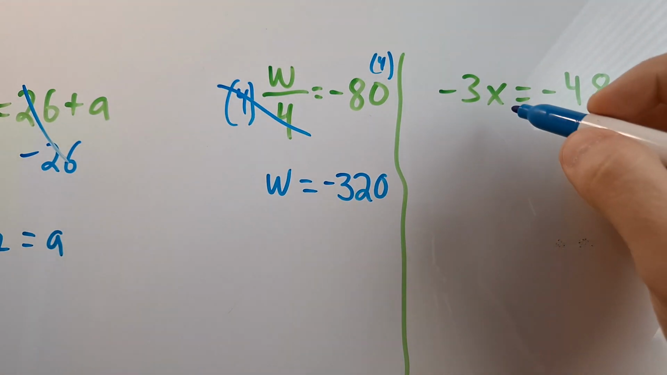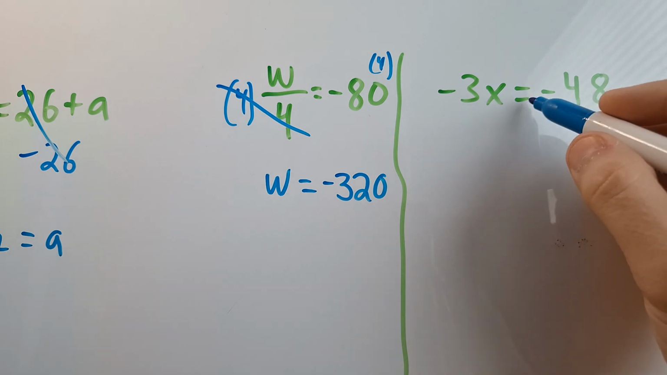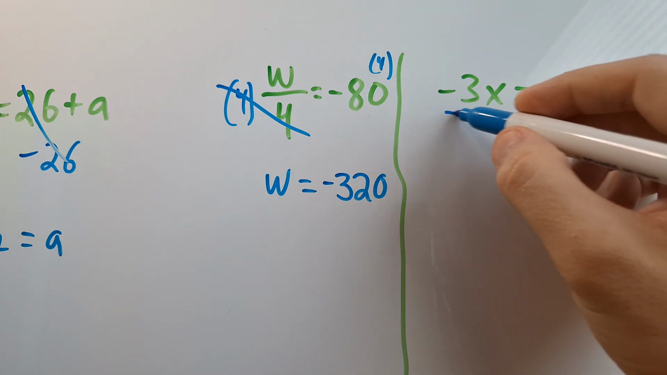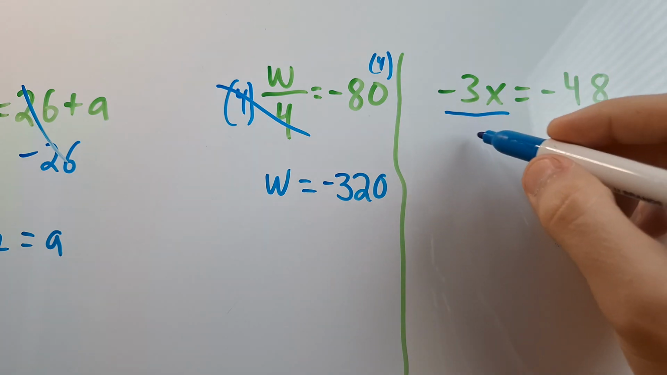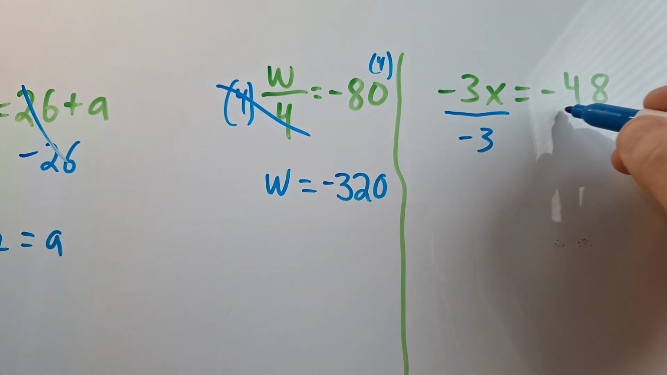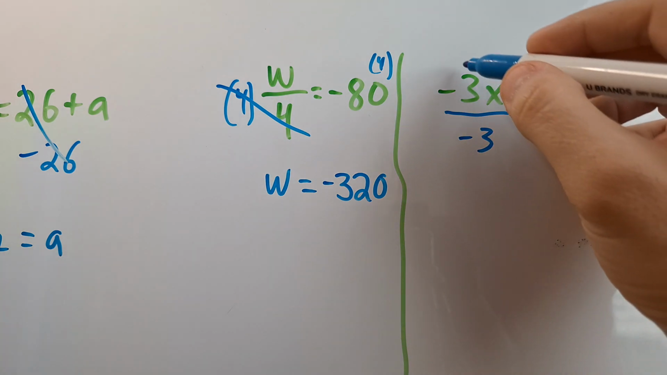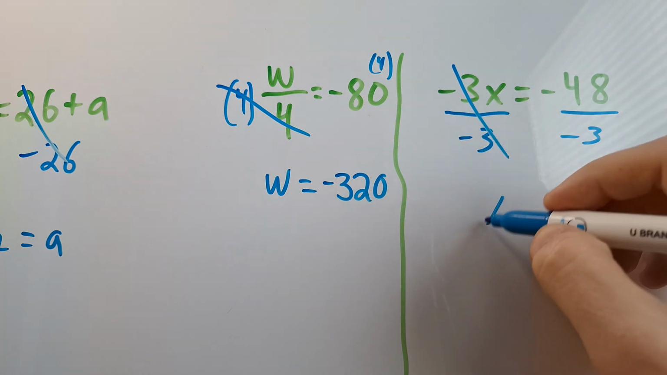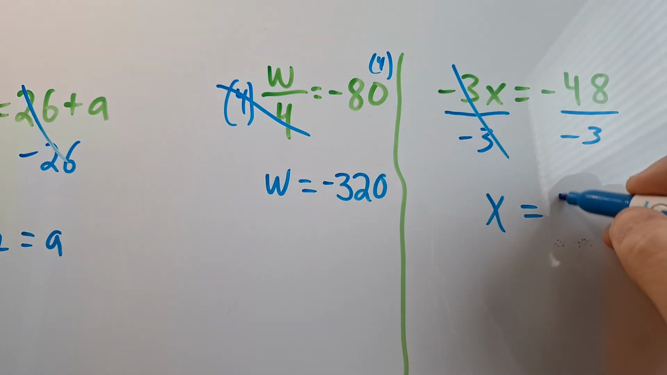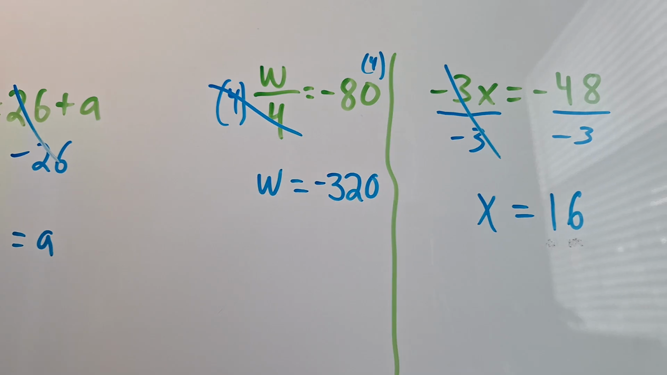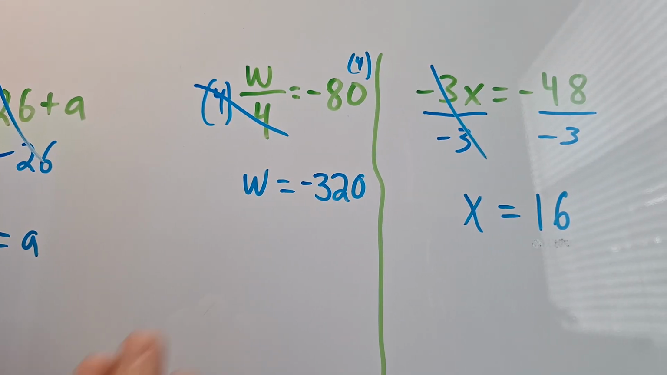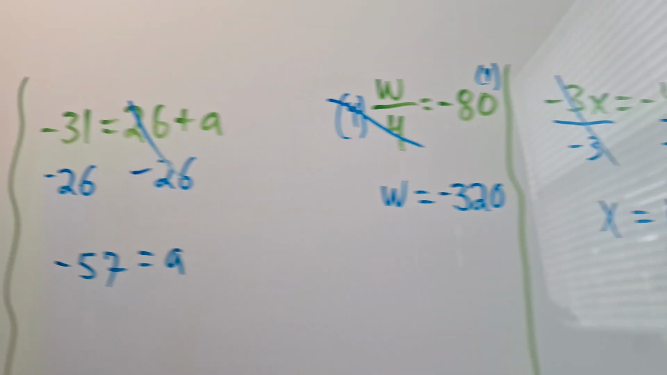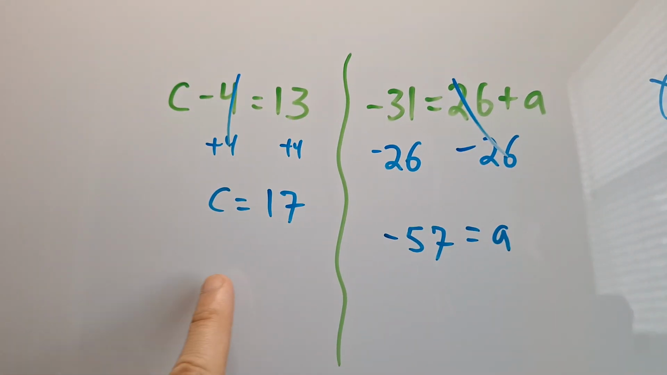Last example here, I've got negative 3x equals negative 48. Divide, because this is negative 3 times x. This leaves you with x equal to positive 16. This shows you an example of using the property of equality specifically for multiplication and division. And earlier over here, we worked out the one for addition and subtraction.